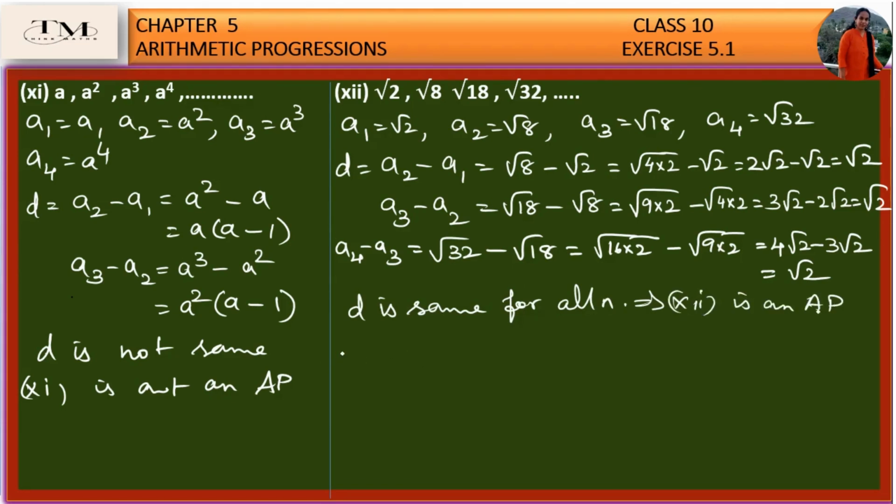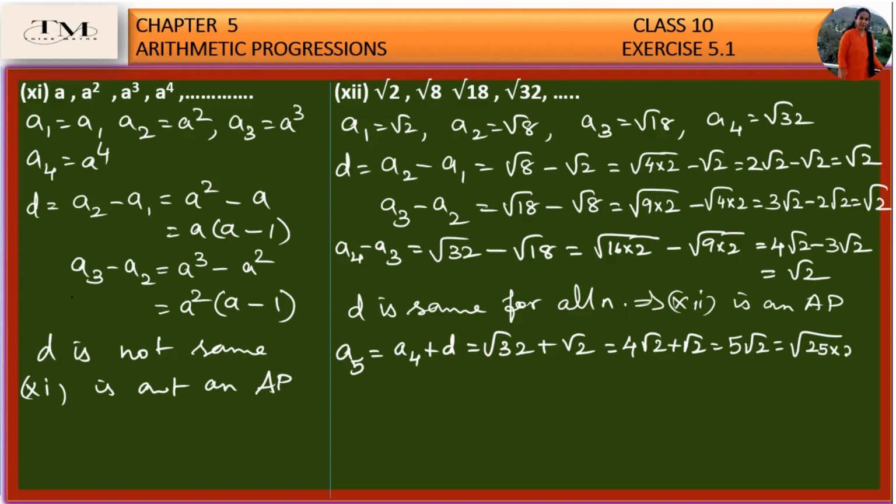Then we have to find the next terms. A5 equals A4 plus D. What is A4? A4 is root 32 plus root 2. Root 32 can be written as 4 root 2. So it is 4 root 2 plus 1 root 2, so it is 5 root 2. Again I am going to convert this into complete root form. If you take 5 inside the root, you should take it as 5 square. So 5 square is 25 into 2, which is root 50.